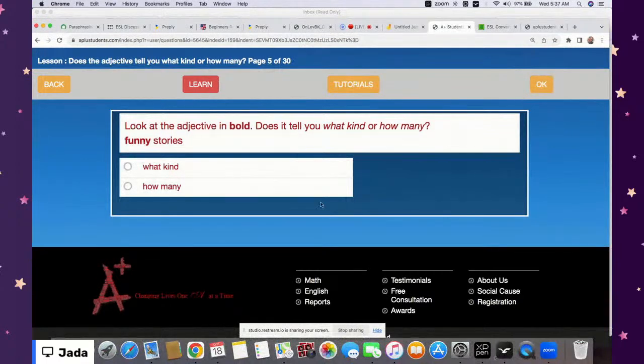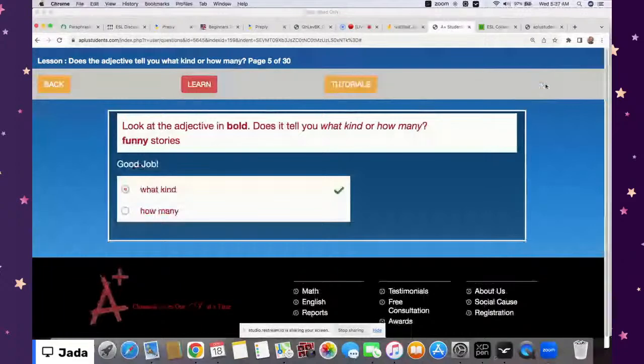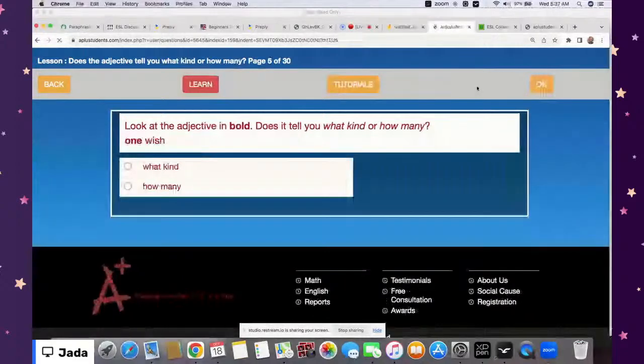So stories. Okay, funny stories. Is it going to be what kind or how many? Do we have stories, or what kind? So it's going to be what kind, because you are saying what kind of story do we have? We have funny stories.